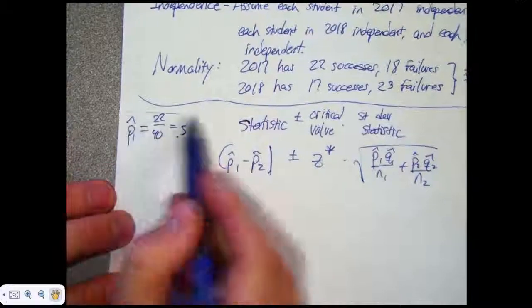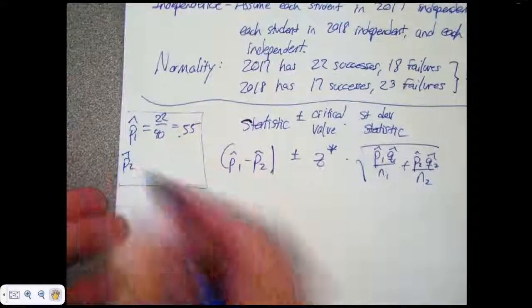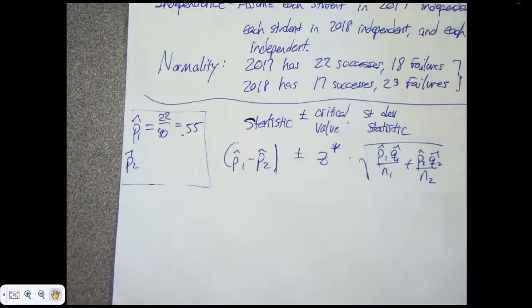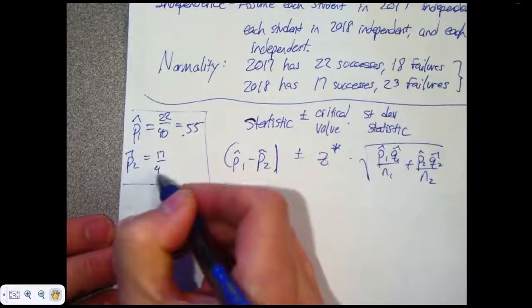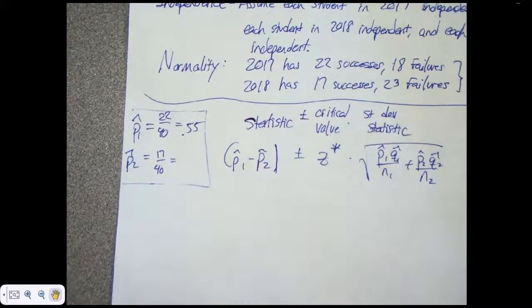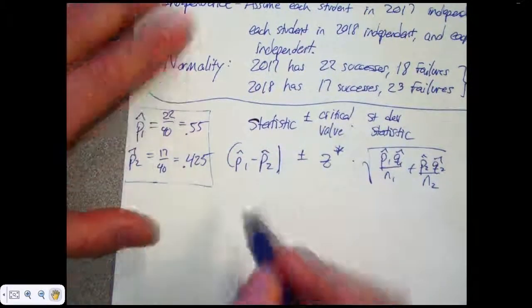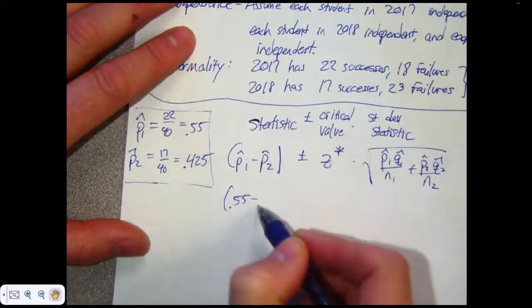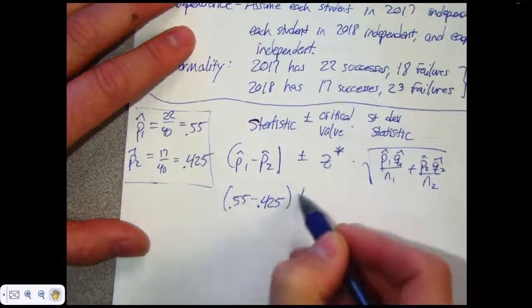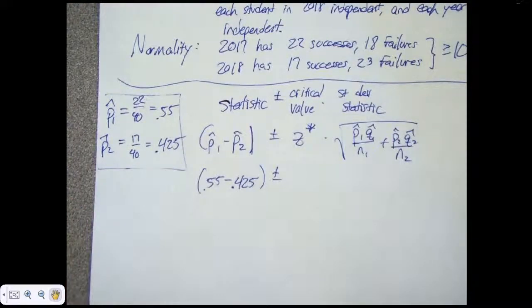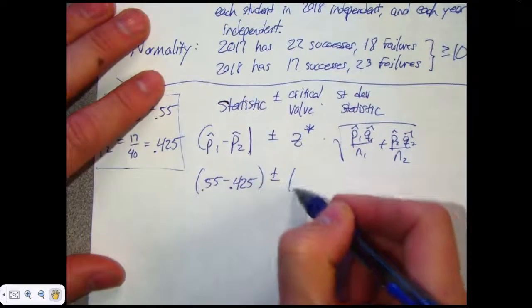I'm just doing my own little work. You do not have to show this part over here in the box. I'm just doing it because it helps me. So this is 0.425. Because you're going to show that you know what P1 hat is by putting it in. You guys with me? You see what I'm doing? Then find Z star. Same way you have before. That's 1.96.